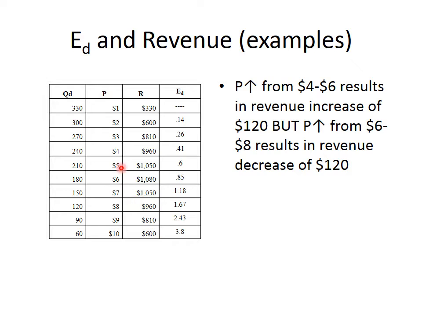When we move from $4 to $6, note what happens to our revenue. Revenue is price times quantity. So for $4, it's 240 times 4, $960. We move up to $6, 180 times 6, $1,080. So we increase revenue by $120. But when we increase the price another $2, from $6 to $8, we actually reduce our revenue.